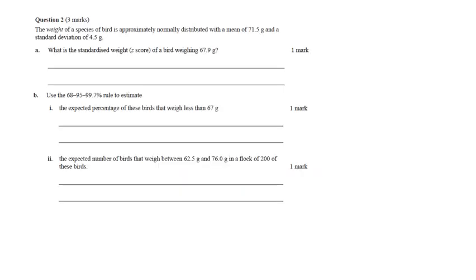Okay, so part A wants us to find the z-score when we've got a bird weighing 67.9, and they've also got the mean of 71.5 and a standard deviation of 4.5. So what's the formula for z-score? Z-score equals x minus x bar over sx. So we know x is the number we've got, which is the 67.9. And the x bar is the mean of 71.5, and our standard deviation is the 4.5.